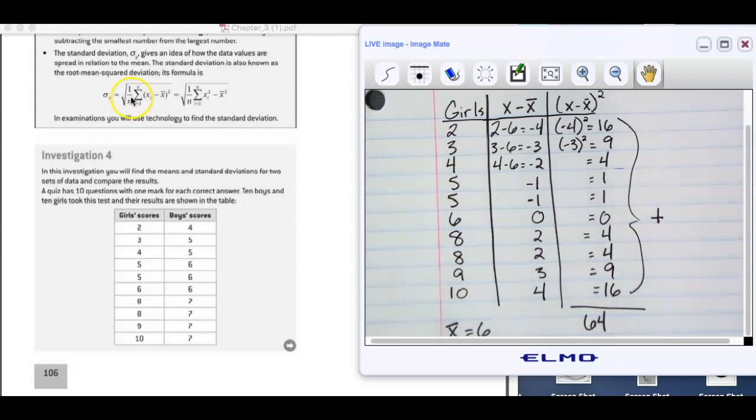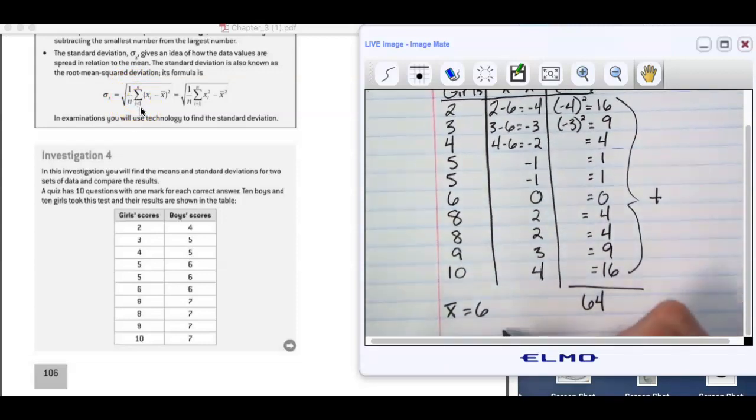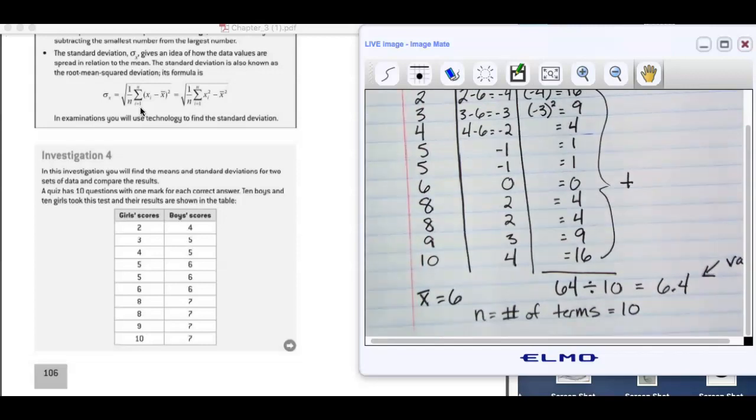And of that sum, the next piece is dividing by n, or multiplying by 1 over n. So n in this case is your number of terms. And remember, we had 10 terms for this. So we would take our 64 and divide it by 10. That gives us 6.4. This number is what's called the variance for the data. Sorry, you can't see that.